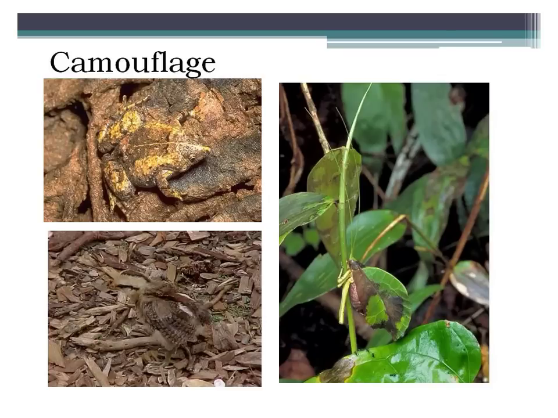In camouflage, in this case, they are not changing to mimic another species. They're changing to blend in with the background. So as you can see, the frog in the top corner here, the bird in this case here, and then the insect in this picture here.